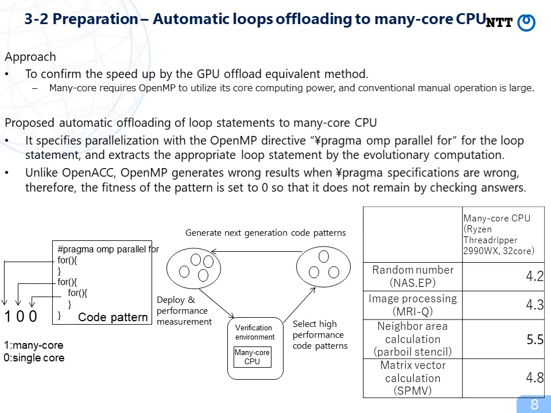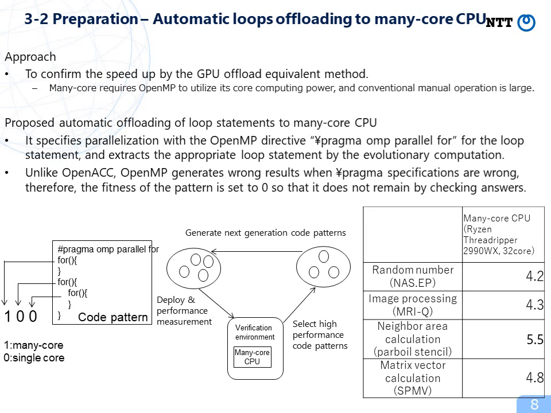3.2 Preparation. Automatic loop offloading for many core CPU. Firstly, I prepare automatic loop offloading of many core CPU. Approach: to confirm the speedup by a method equivalent to GPU offloading.